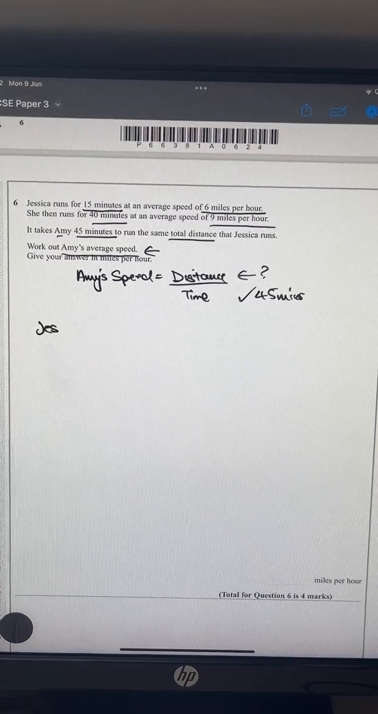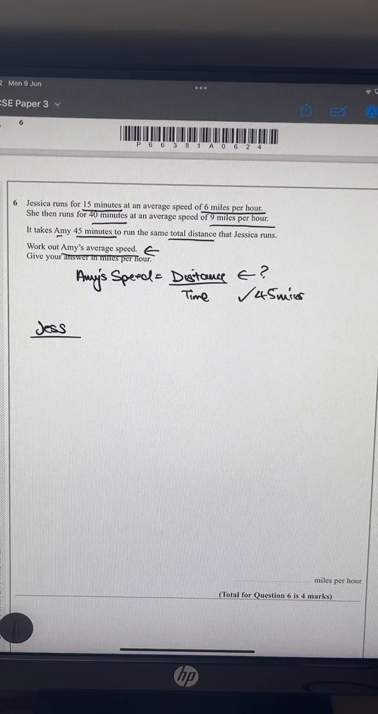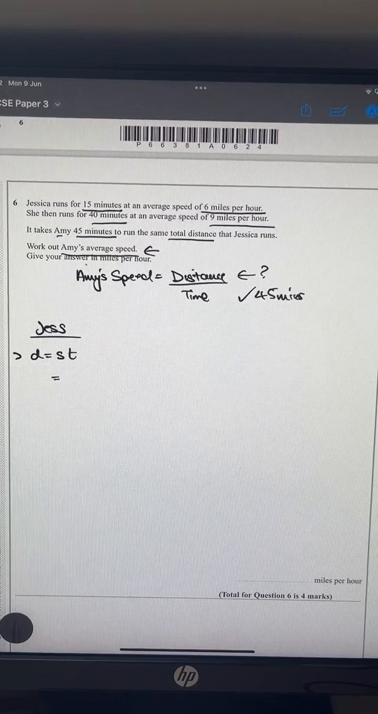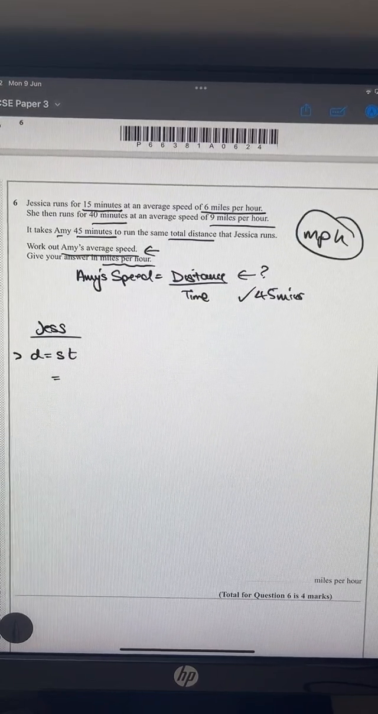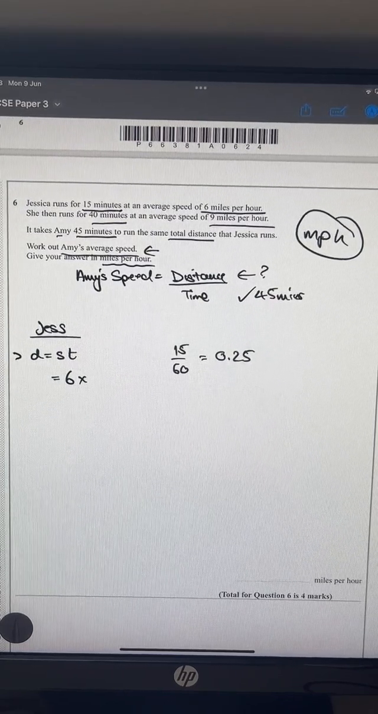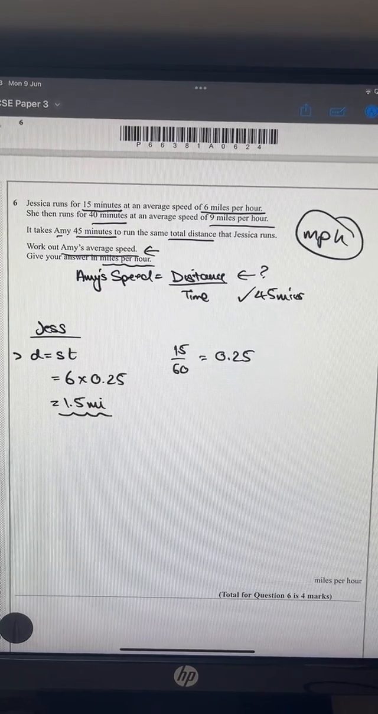So I'm going to focus on Jess's run now. So initially she runs for 15 minutes at a speed of 6 miles per hour. So distance is equal to speed times time. So this is going to be the first leg of the race. So the speed is 6 miles per hour. Also, what we need to do is give the answer in miles per hour. And I'm going to circle that there in big so we know we give it in the correct units. So the speed is 6 miles per hour, which is fine. The time is, I'm not going to use 15 minutes. I'm going to convert that into hours by dividing by 60. So that's going to be equal to 0.25. So 0.25, and that is going to be equal to 1.5 miles. So that's the first stretch.